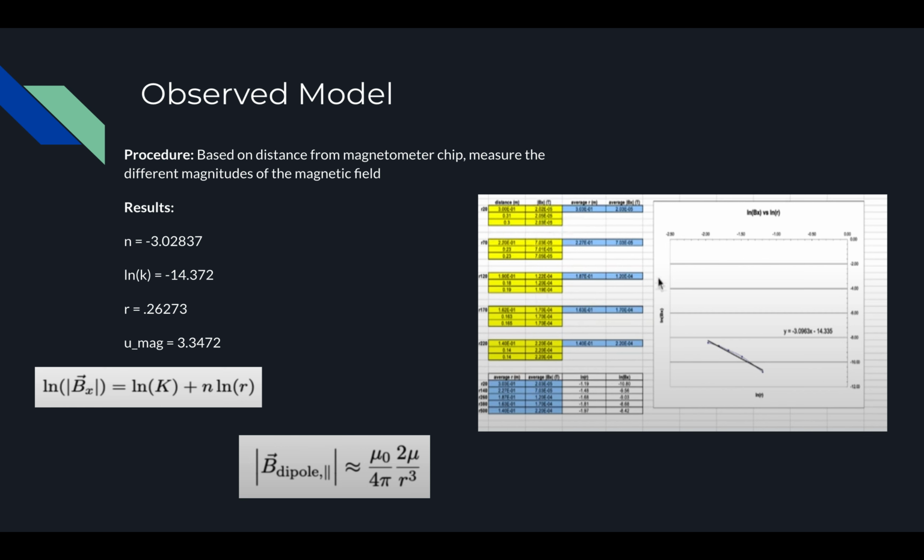So the slope is, it's a little bit off in the picture, but the result is n is equal to negative 3.02. And then we have the rest of the numbers. U mag is equal to 3.34. Then we're able to plug all of these numbers into the dipole moment equation and get a number that we can use for our GlowScript simulation.